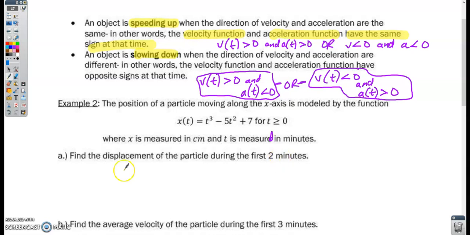So displacement is the difference between its location at time 2 and its location at time 0. So we're just going to go in and find the position at time 2 and the position at time 0, subtract those, and we get the displacement. So the position at time 2 we substitute in here, gives us 2 cubed minus 5 times 2 squared plus 7. And we put the same in for time 0. Oops, that's a minus sign.